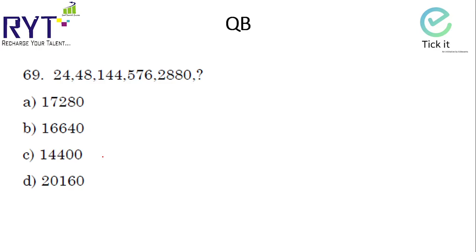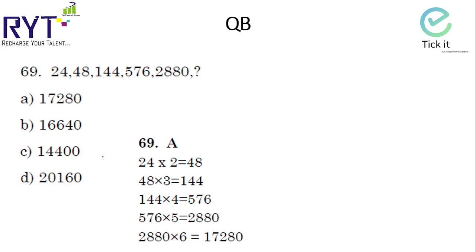Next question. Into 2, into 3, into 4. Into 2, 48. Into 3 you get. Into 4 you get. When we look at the number itself, we can identify numbers are getting doubled. They are increasing heavily. So at the end, you have into 5, then you have into 6.